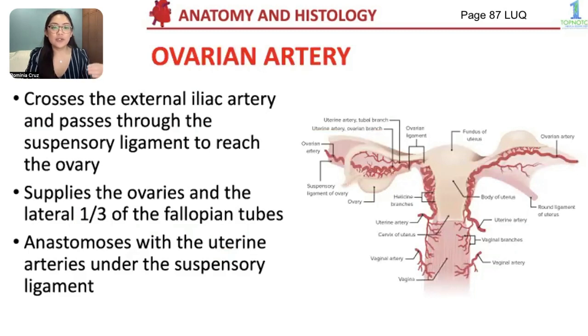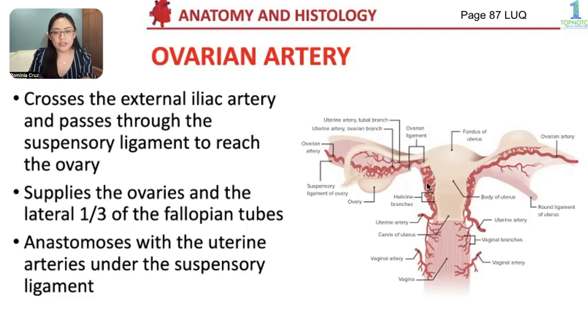So let's discuss first your ovarian artery. So when the ovarian arteries branch off sa abdominal aorta, it crosses your external iliac artery. And then it passes through the suspensory ligament to reach the ovary. Okay, so ito yun, itong area na yun. Supplying it and the lateral 1/3 of your fallopian tubes. Several branches would also anastomose with the uterine arteries under the suspensory ligament to give arterial supply to the uterus.